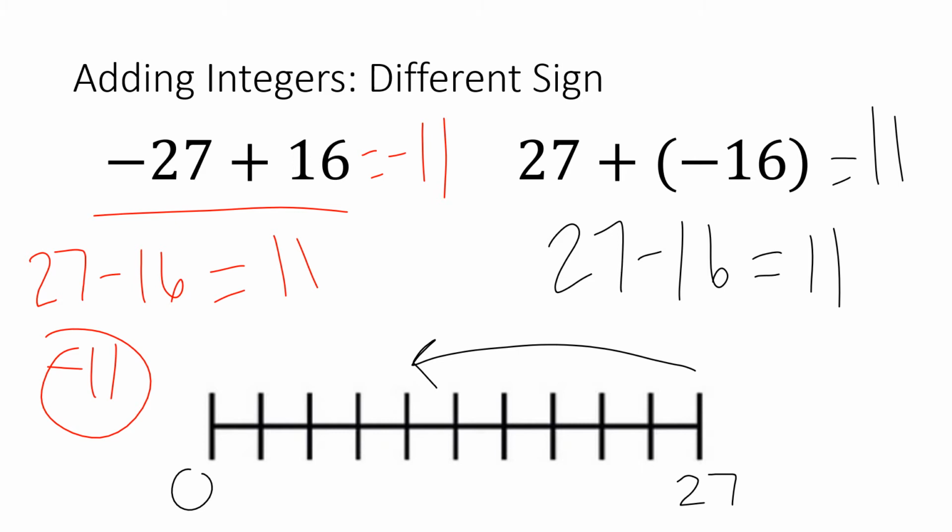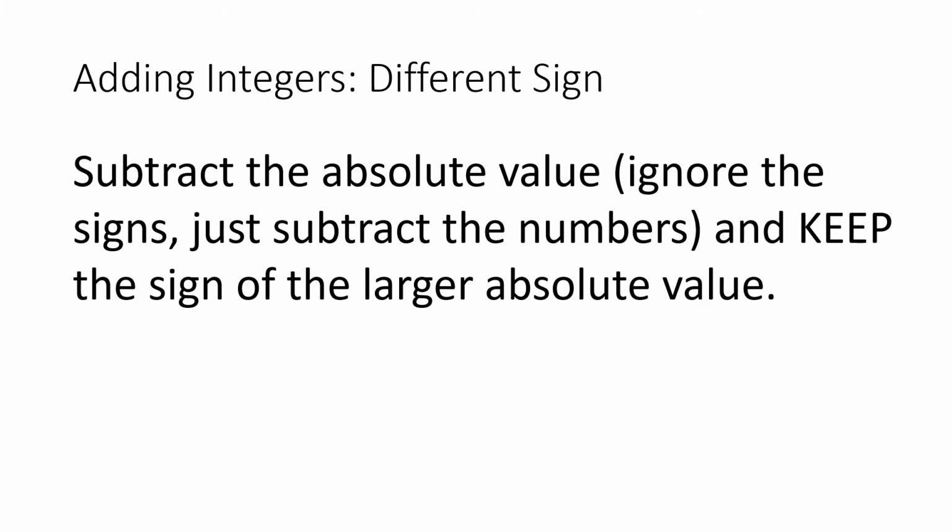So it's kind of like if we're at negative 27 and we add 16, if you're in debt $27 and you get $16, you're still going to be in debt. But if you have $27 and you let someone borrow 16, you still are going to have money. So if we are adding integers with different signs, one's positive, one's negative, you need to subtract the absolute values of the numbers. So we're ignoring the signs and we're just finding the difference between them. And then you keep the sign of the larger absolute value.